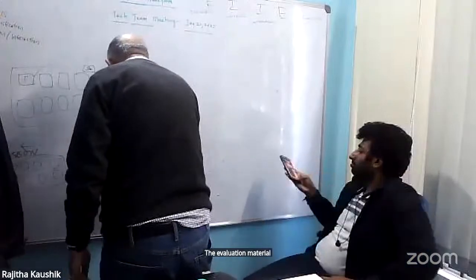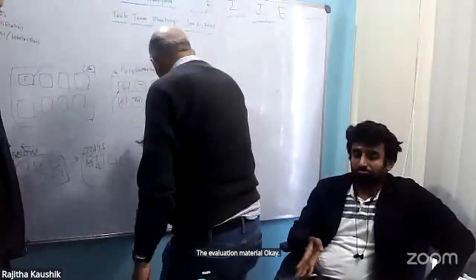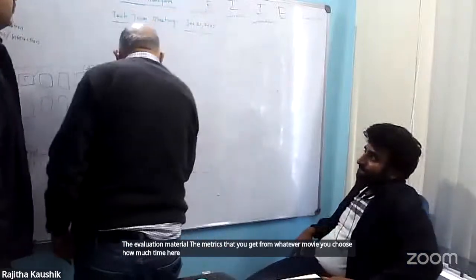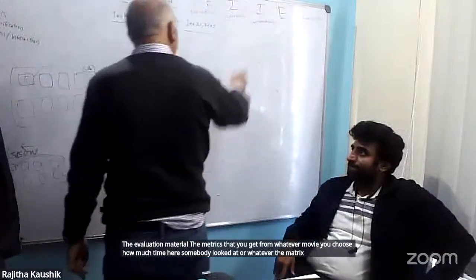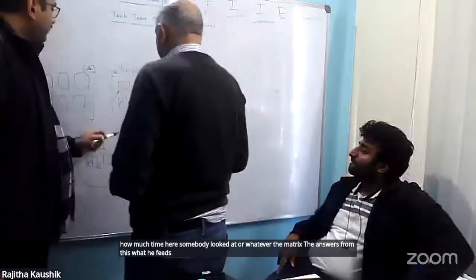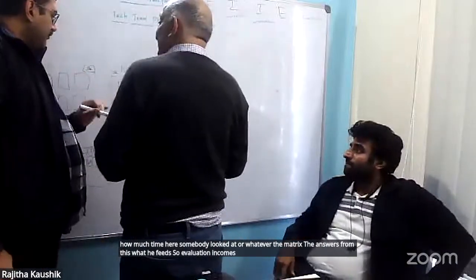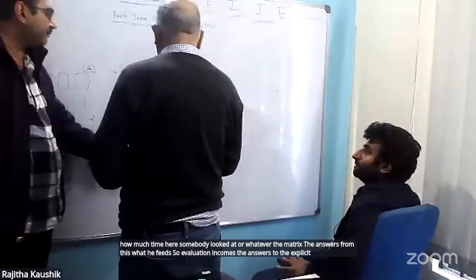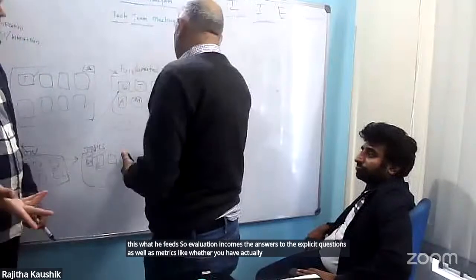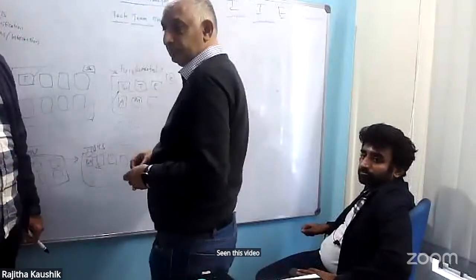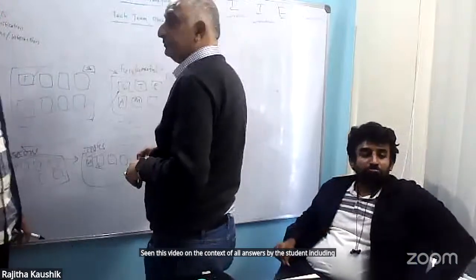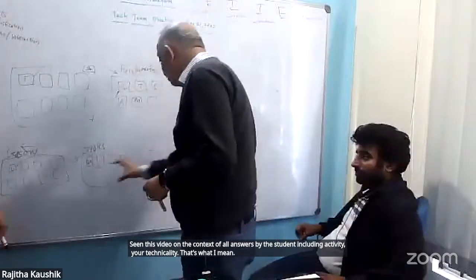Okay, the metrics that you get from whatever Google gives, how much time somebody spent or looked at the video, and the answers from this. So the evaluation includes the answers to the explicit questions as well as metrics, like whether you have actually seen this video. The context of all answers by the student, including activity, you have to take into the concept. That's what I mean. Got it.